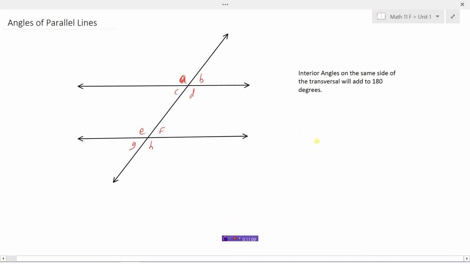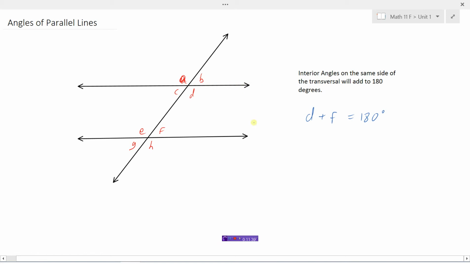So interior angles, okay, so we're talking C, D, E, F, interior angles on the same side of the transversal. So here's our transversal. That must mean D and F will add to 180 degrees. So D plus F equals 180 degrees. And that makes sense. Say we were driving along this road and we hung a right here and we hung a right here. Now we're heading back in the opposite direction.